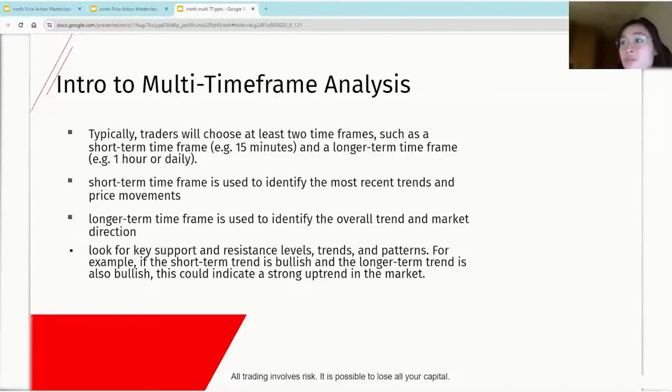But basically we don't go below 15 minutes because the charts tend to be a little bit too messy on those time frames. Your short-term time frame is used to identify the most recent trends and price movements, which is why, as I just mentioned, your price action, like your candlestick patterns, tends to work better on shorter time frames, like your 30-minute and 1 hour time frames, maybe even 4 hours. But your longer term time frames will be used to identify the overall trend and market direction. And again, we will use all of those together with key support and resistance levels, trends, patterns, indicators.